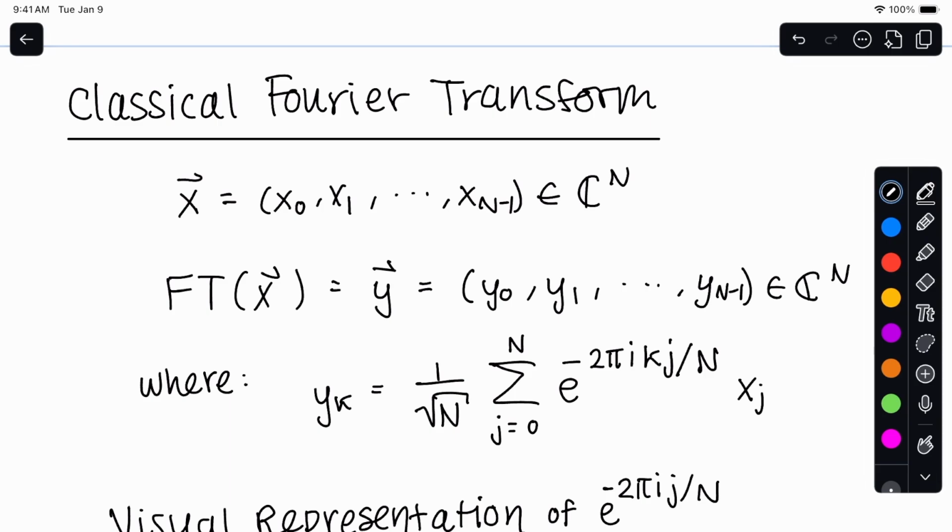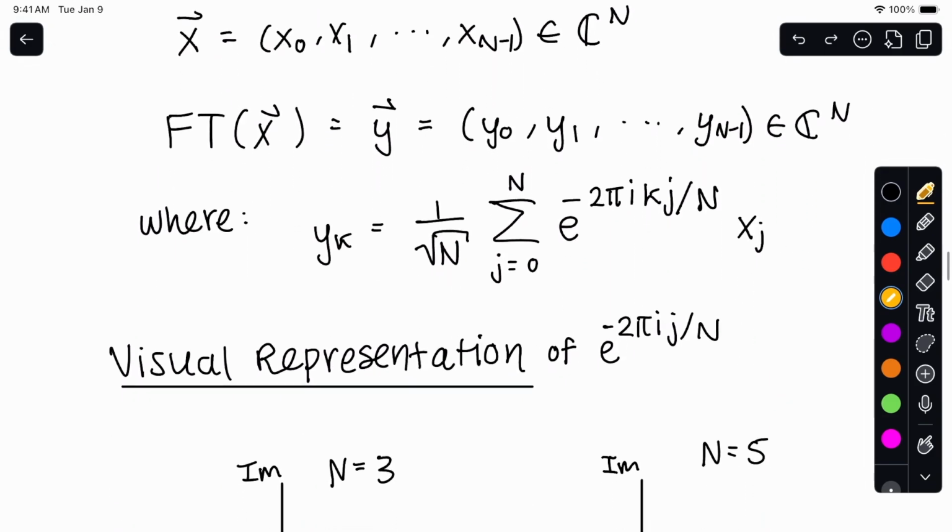Let's start off by talking a little bit about the math behind this. For the classical Fourier transform, we have some vector x, which has components x0 through x_{n-1}. And these could be complex numbers. Then when we apply the Fourier transform, we get some new vector y, which has components y0 through y_{n-1}. And these are given by the following formula. You can just take this as a given. This is how it works. This is also just the discrete version of the Fourier transform. There's also a continuous version where you have an integral instead of a sum. But for the case of the quantum Fourier transform, we're only going to be working with the discrete version.